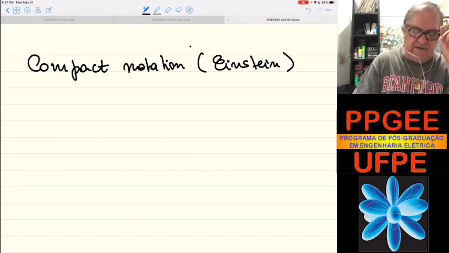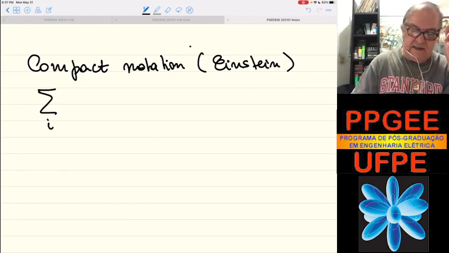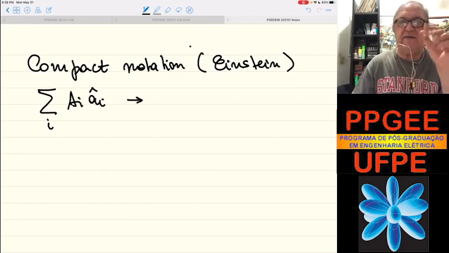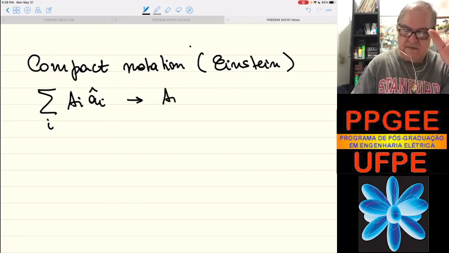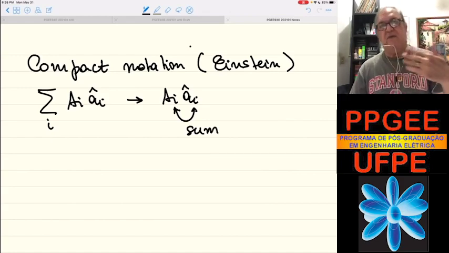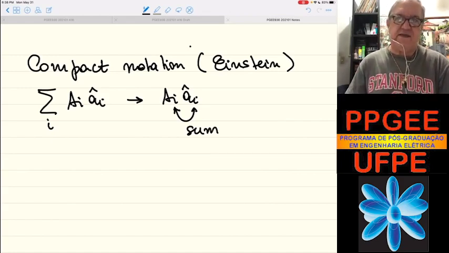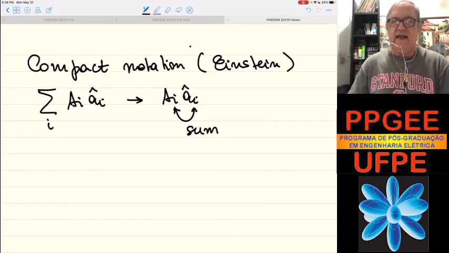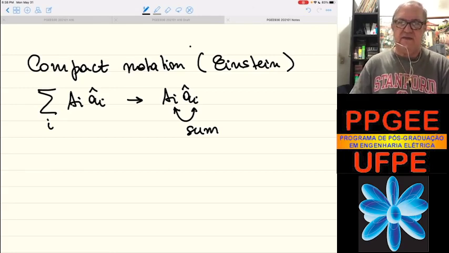In which, if you have a sum in i of, let's say, A_i, it is going to be represented without the sum symbol. It's going to be represented like this. Every time we have a repeated index, it means a sum on the index. We know the sum, what's the range, i equals 1 to 3. Let's say that i represents the x, y, and z components, or whatever components we have, okay?